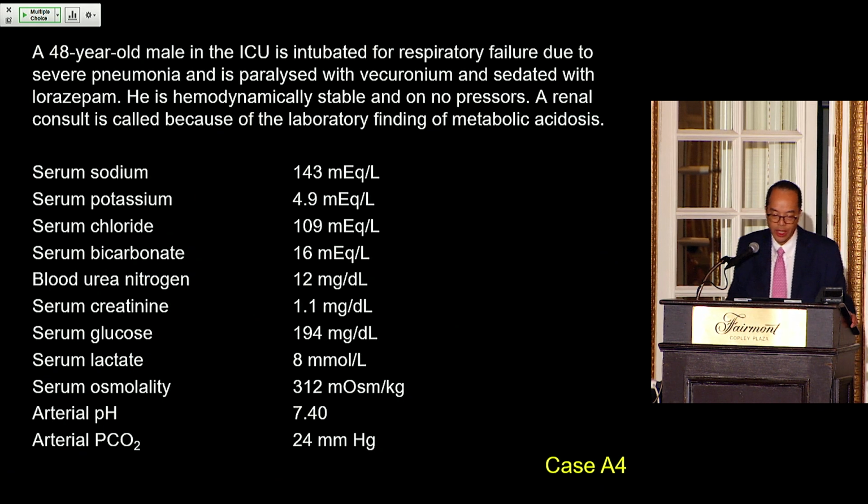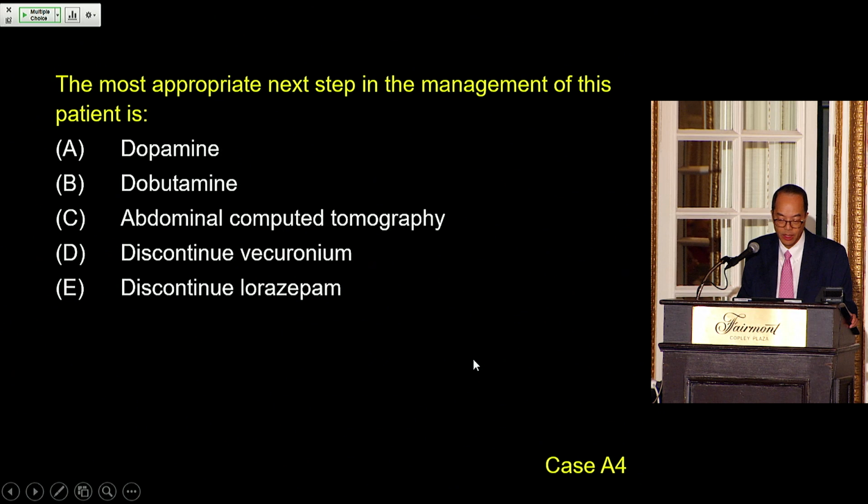Okay, next. A 48-year-old male in the ICU is intubated for respiratory failure due to severe pneumonia, paralyzed with vecuronium and sedated with lorazepam. He is hemodynamically stable and on no pressors, but a renal consult is called because they identify metabolic acidosis. His bicarb is 16, creatinine is 1.1, lactate is 8, serum osmolality is 312, pH is 7.4, and PCO2 is 24. The most appropriate next step: should it be dopamine, dobutamine, abdominal CT, discontinue the vecuronium, or discontinue the lorazepam?